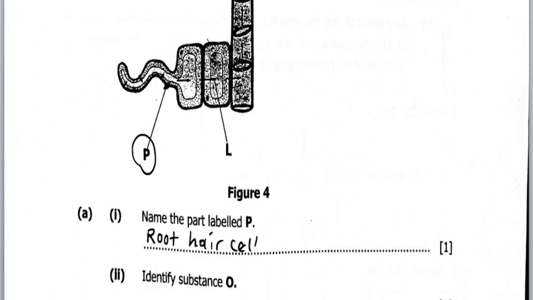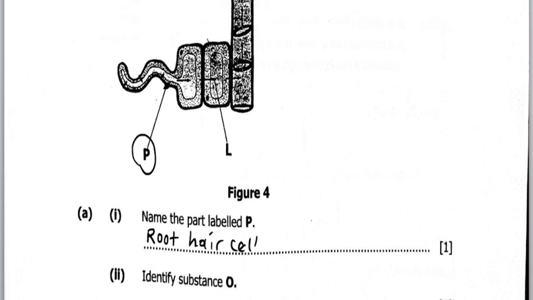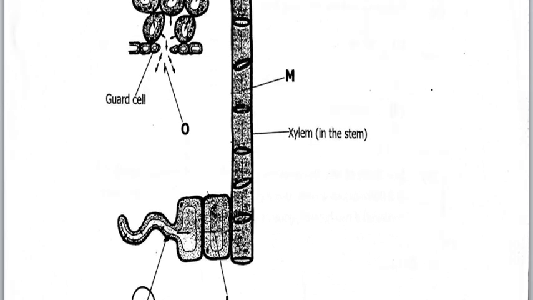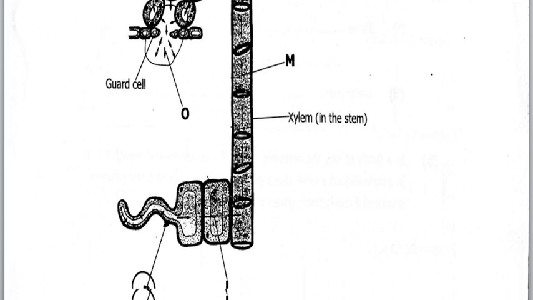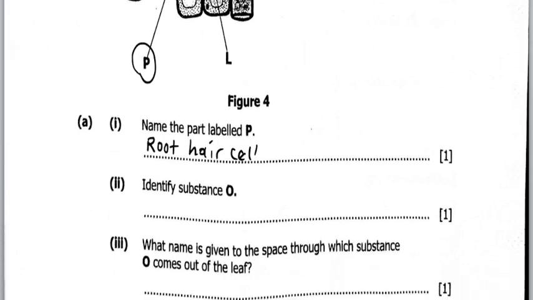Alright. Then identify substance O. So we go where O is. So this is a substance. Now if you're able to notice, this is actually water vapor. Substance O is actually water vapor. So that is what we have.